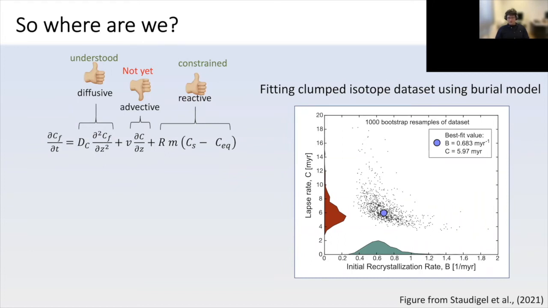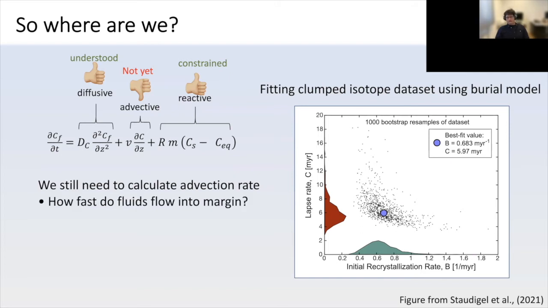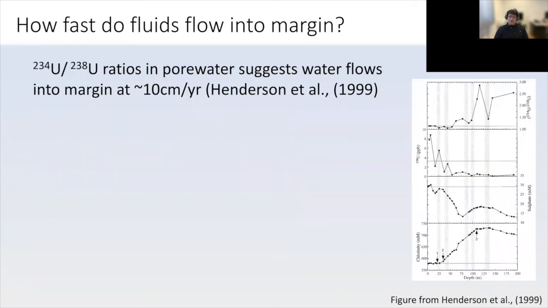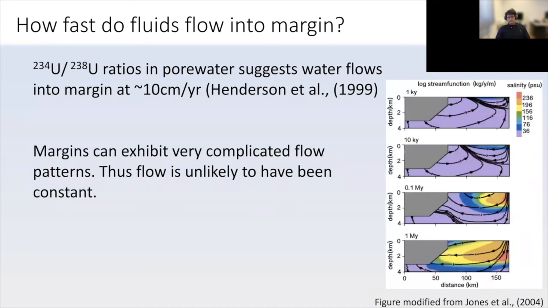So it's necessary for us to figure out how fast fluids are flowing into the margin, and also if this rate has changed over time. In the modern, we have a number of ways of measuring this. Henderson put out a study where they measured the abundance of different isotopes of uranium in the porefluids, and based on this, they were able to constrain the fluid flow rate to be about 10 centimeters per year in the present day. This is a very good snapshot for the modern, but as we know, margins are quite complicated and can change dynamically in terms of how water is flowing into the carbonate platform. So this value is not likely to have remained constant over time.